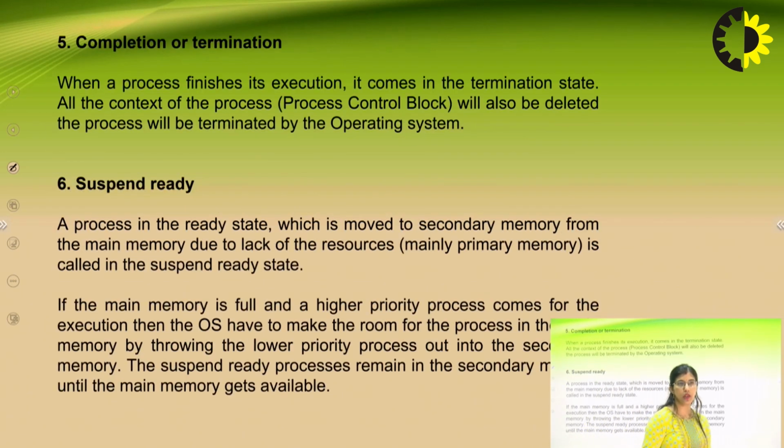Next is the completion or termination state. When a process finishes its execution, that means its IO request, its CPU time and all, it comes into the termination state. All the context of the process, that is the process control block, all the attributes that we have discussed so far, will also be deleted for the process that is terminated by the operating system.